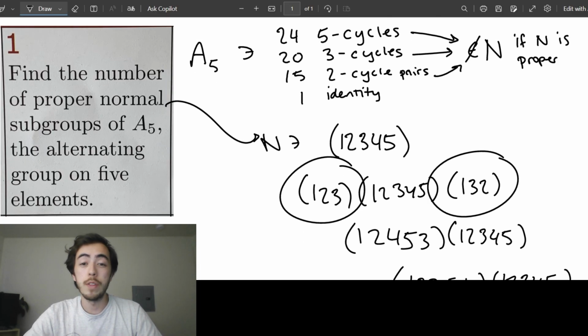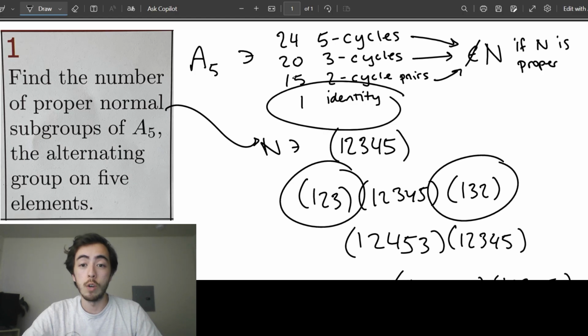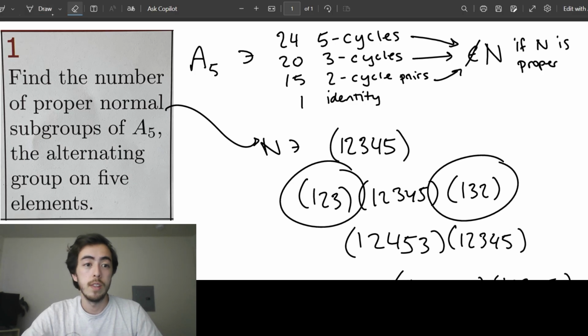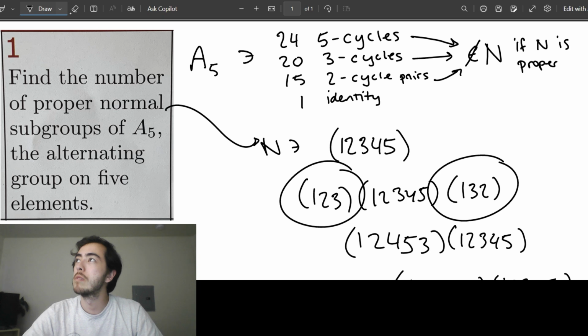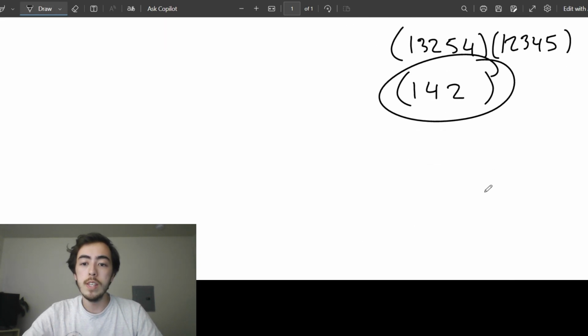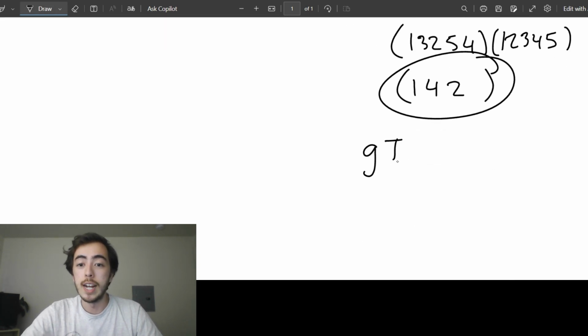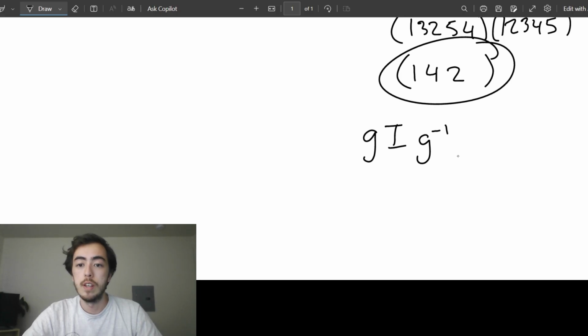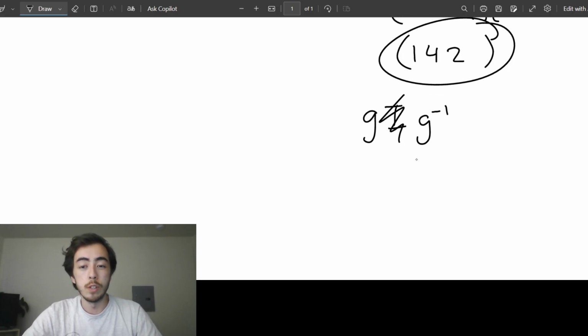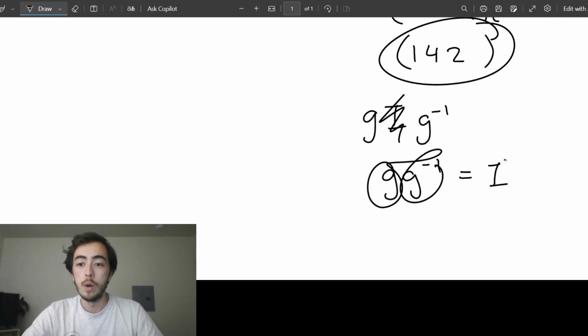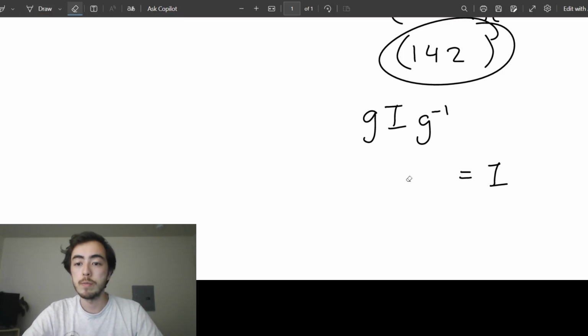The only other thing we could do is just grab the identity scrambling or permutation. And then if we do G identity, G inverse, the identity doesn't really do anything. And then any permutation and its inverse are going to get back to the identity, which is the one and only thing in our subgroup.